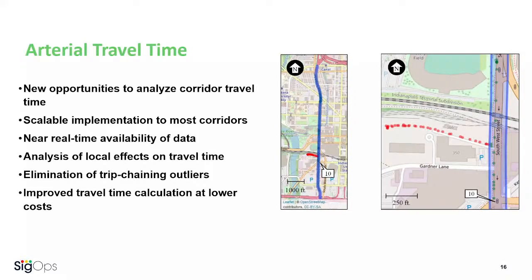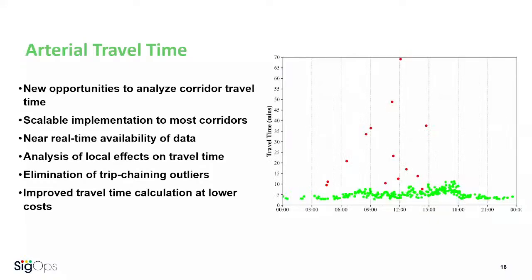Something cool is you can look at local effects of this data. Again, we saw those trip deviations earlier on a previous screen. On the left there, you can see from a high level, we're looking at vehicles going up and down this corridor, how long it takes them to get through. There's an obvious trip deviation there. You can set up a geofence with the data that simply identifies that trip so that you can remove it. We're looking at that same scatter plot from before. The red are the trip times that we want to remove simply because of a trip deviation or trip chaining.